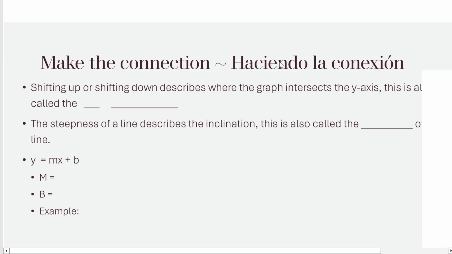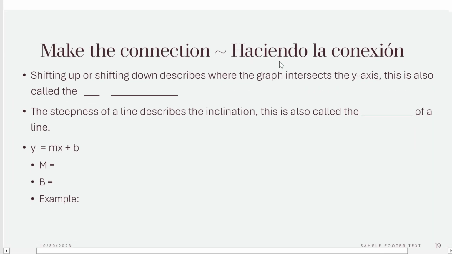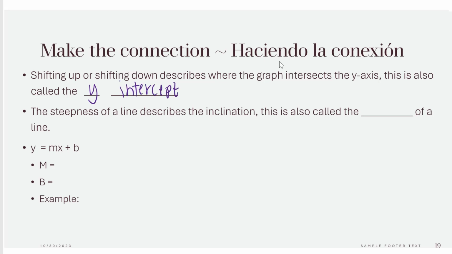The last part is making the connection. If you're shifting up or shifting down, that's describing where the graph intersects the y-axis. This is also called the y-intercept. The steepness of a line describes the inclination. This is also called the slope of a line. M is slope, and B is the y-intercept.